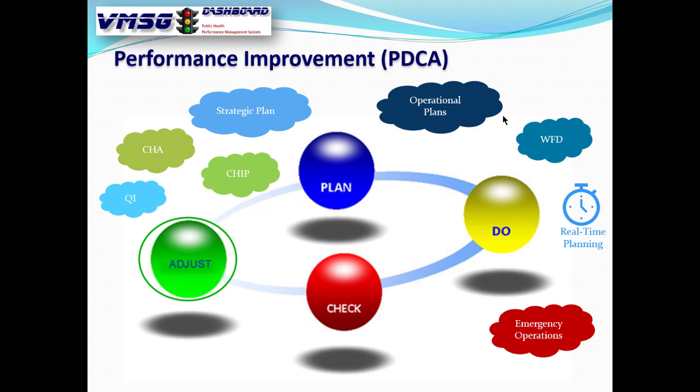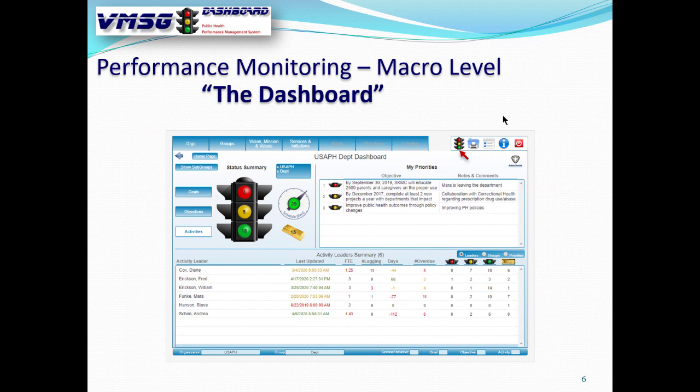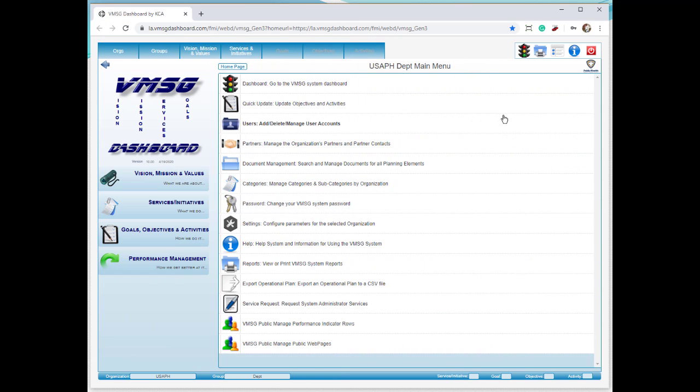Now, let's switch gears a little bit and talk about performance monitoring at the macro level, or the dashboard itself. This is kind of the namesake screen of the VMSG dashboard. I'm going to take you live to the dashboard again. First thing we're going to do is go to the Groups tab again.